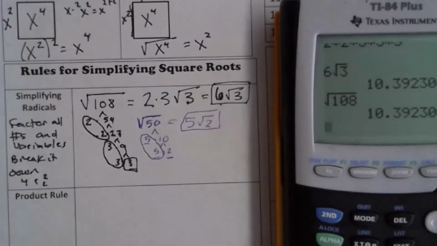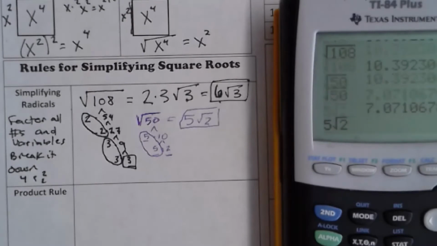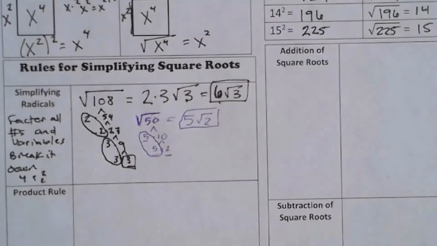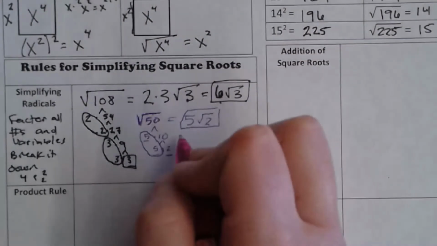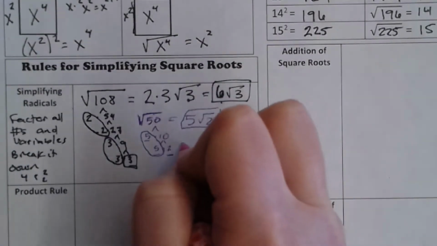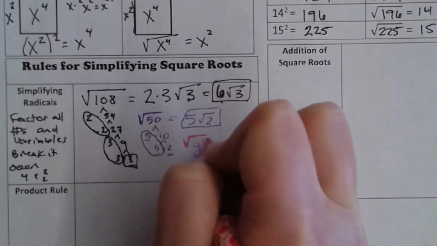I'm going to check that. Square root of 50 is 7.07. 5 square root 2 is 7.07. I can always check my answer to make sure I'm doing it correctly. Okay, let's look at one with letters, variables. Let's try this pink. Let's say I had the square root of y to the 13th.